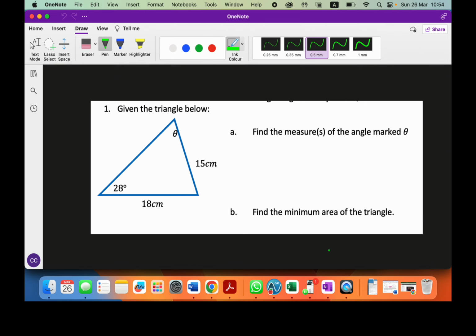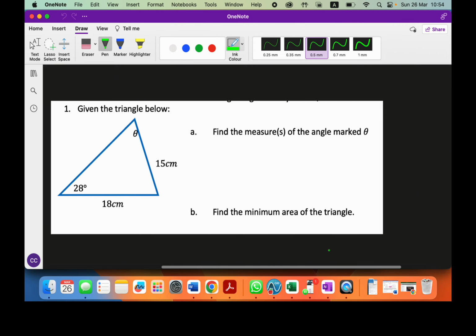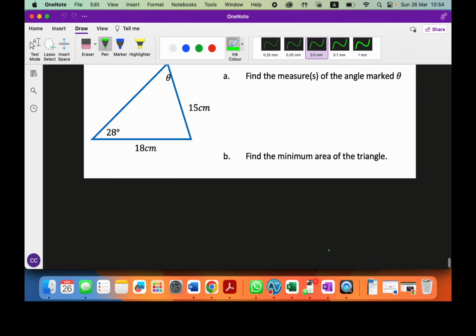the angle marked theta. So if I wanted to find those measures, I have to use sine rule. And sine rule is sine A over A equals sine B over its opposite side. I'm using this version because I'm trying to find an angle. We use the reciprocal of this if we want to find a side length. So what that means is that sine theta divided by the side opposite, which is 18, is going to be the exact same thing as the sine of 28 degrees divided by 15.